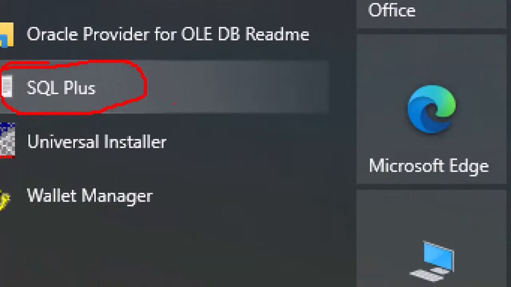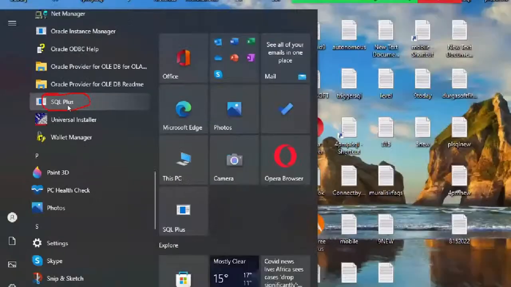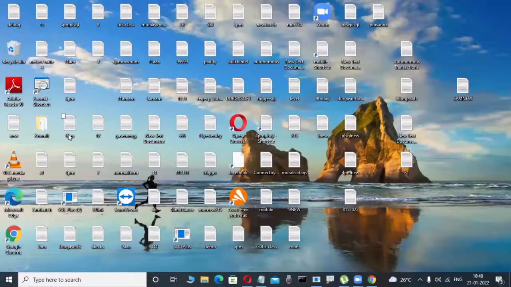SQL Plus is a default tool. Again, SQL Developer is a tool, that is a GUI tool. That tool you can also install, not a problem. Again, SQL Navigator is a tool, Toad is a tool. Those are all explicit GUI tools. But SQL Plus, you are not required to load. Once we are loading the Oracle software, automatically that SQL Plus tool is available.